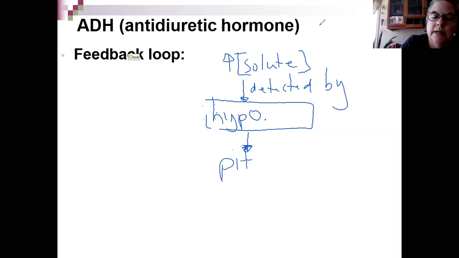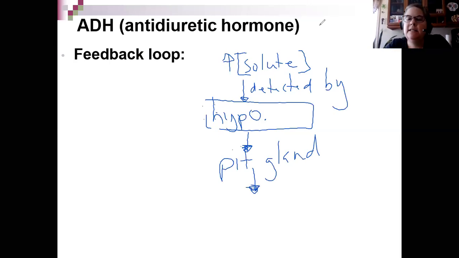And again, I'm going to shorthand this because it's hard to write. So the pituitary gland is going to release a messenger. What's the messenger that gets released by the pituitary gland? What's the pituitary gland going to release as a result of this?